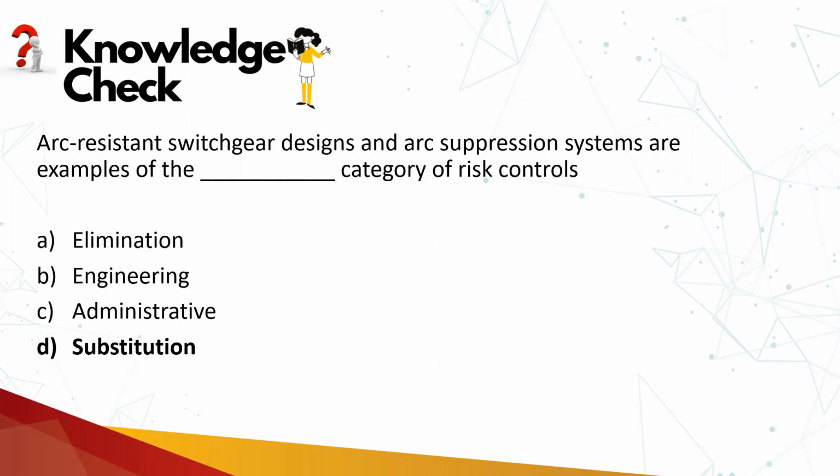For example, if I'm putting in an arc glass window, or I'm putting some shield there, or I have created a distance between the operator and the equipment, that will fall under engineering control. So arc resistant switchgear design and arc suppression system are examples of the substitution category of risk control. So we are basically substituting this particular hazard. Yes, any question or any clarification required? All good.